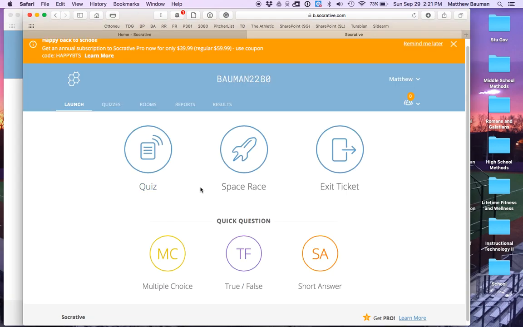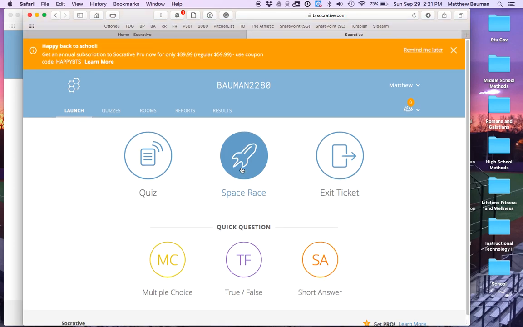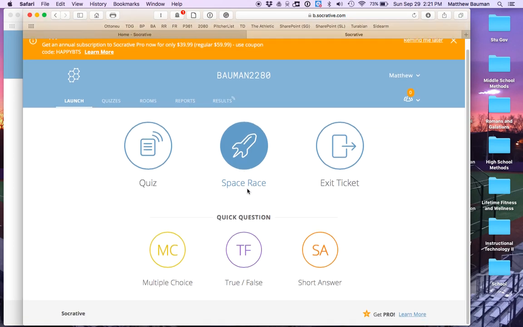The second option is called the space race. This encourages competition as students, either individually or as a group, gain points. This mode is similar to Kahoot in that it goes question by question, and then after each one shows how well each group did. The third option is called quick question.